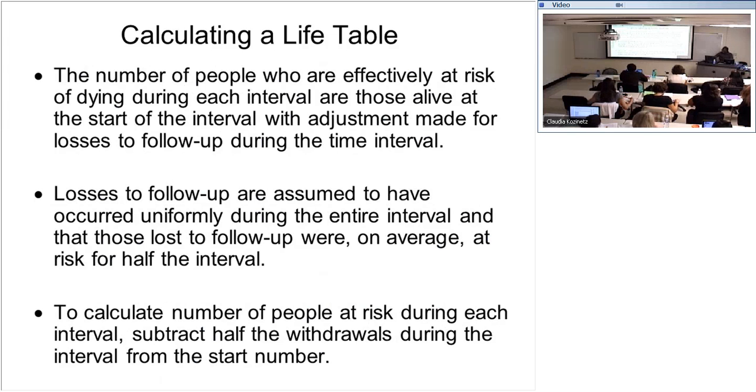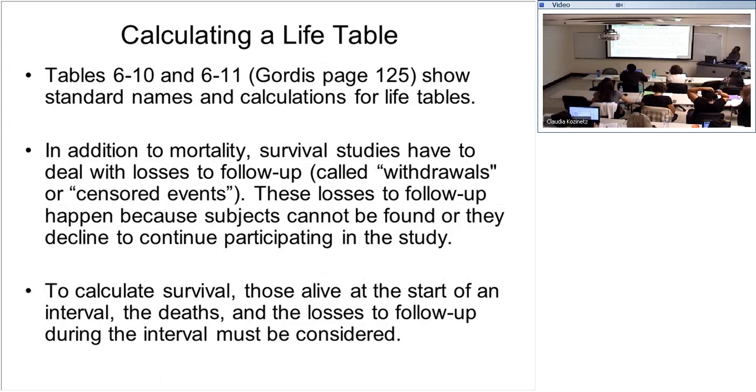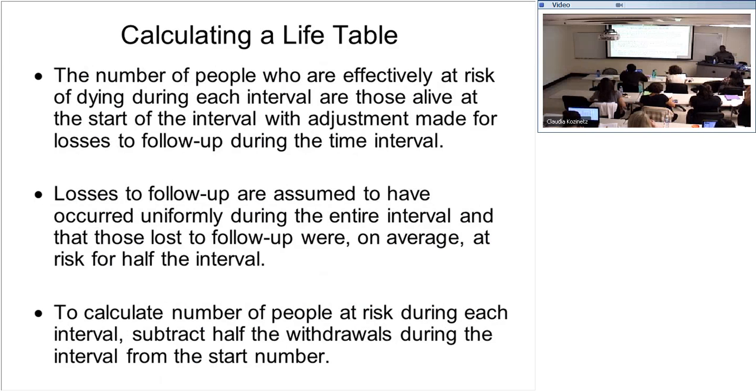So with the life table, there's some information we have to know. When we want to calculate survivors, so those alive at the time of interval, we get deaths and then loss to follow-up, they have to be considered in the life table. Now, the number of people who are effectively at risk of dying during each interval are those at the start of the interval. And then we usually make adjustments for those who are lost to follow-up. So we see at the interval how many people were at risk at the start of the interval.